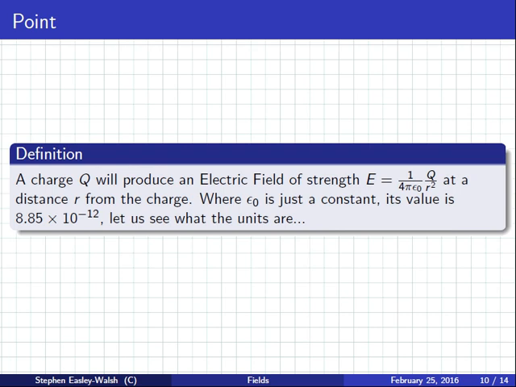Teacher, is this formula equal to F over Q? You can make it equal to F over Q. You would use this one if you knew the charge and the distance, and you would use the other one if you knew the force and the charge. In some cases you will need to use both. For example, if you don't know the charge, but you know the force and the distance r, you can't use F over Q to get the field strength, so you'd have to use both together.